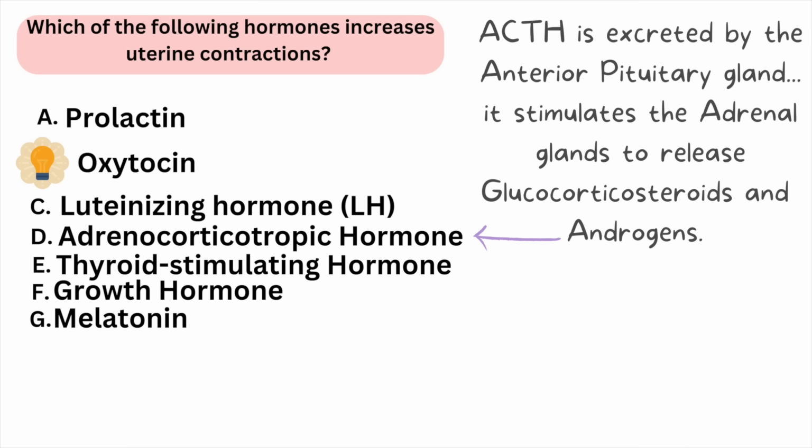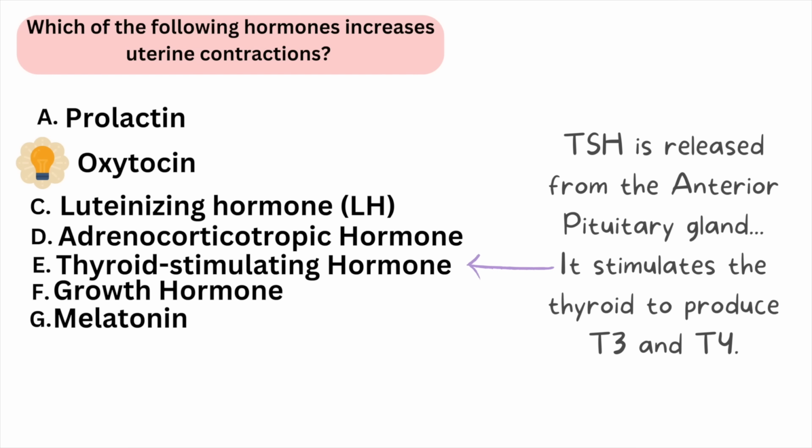Adrenocorticotropic hormone, or ACTH for short, is excreted by the anterior pituitary gland, and it stimulates the adrenal glands to release glucocorticosteroids and androgen. Thyroid stimulating hormone, or TSH for short, is released from the anterior pituitary gland. It stimulates the thyroid to produce T3 and T4.